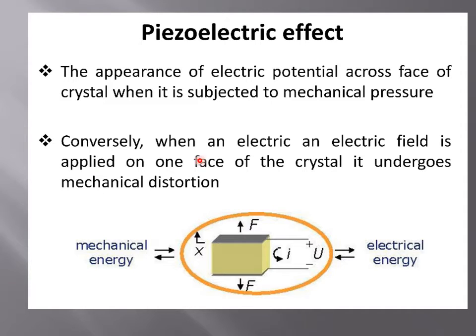So we can say that the appearance of the electric potential across the face of a crystal when it is subjected to mechanical pressure is called the piezoelectric effect. With the mechanical energy applied over the distance x, the electrical voltage or current is generated with respect to the applied force F.